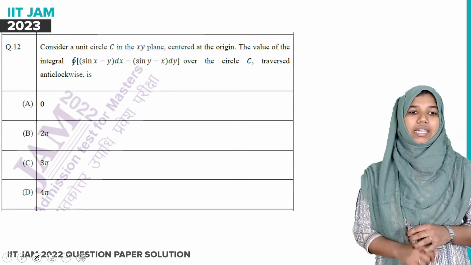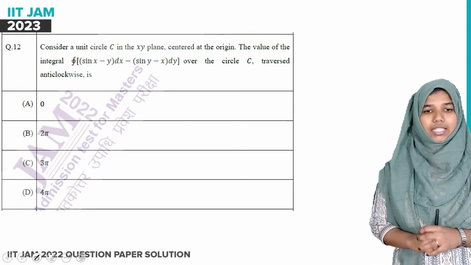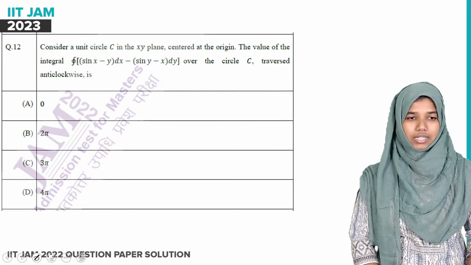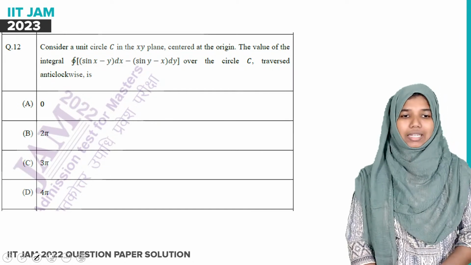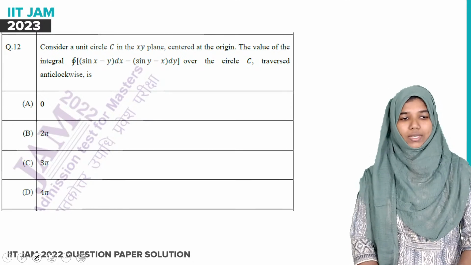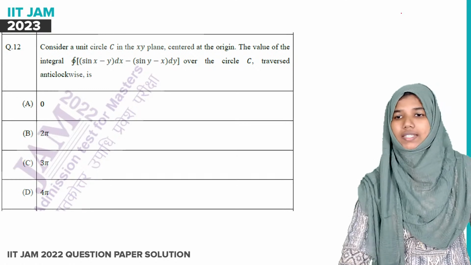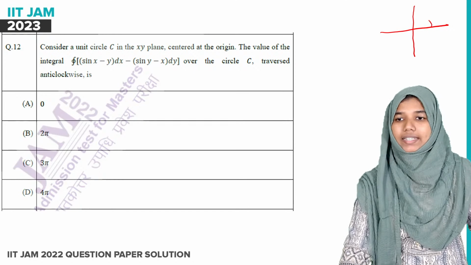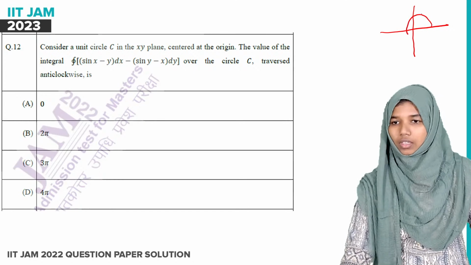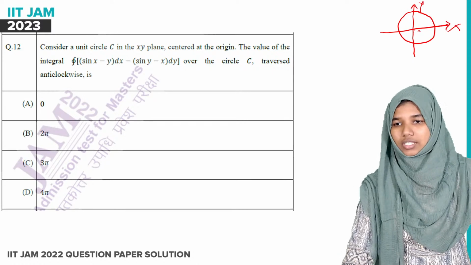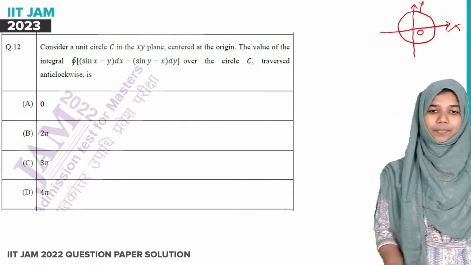Now the next question. Consider a unit circle C in the xy plane centered at the origin. The value of the integral over the closed curve sin x minus y dx minus sin y minus x dy over the circle C traversed anti-clockwise is? Okay, so the curve is a unit circle in the xy plane centered at the origin. Okay, this is a unit circle.